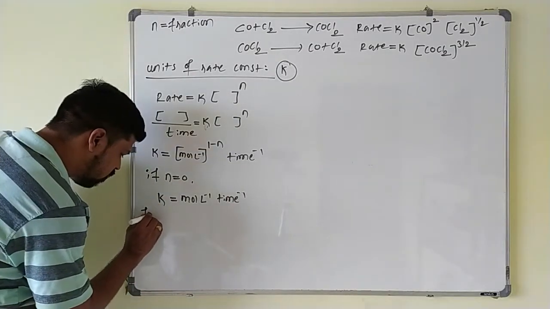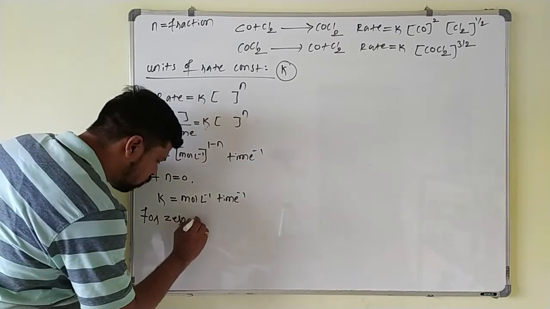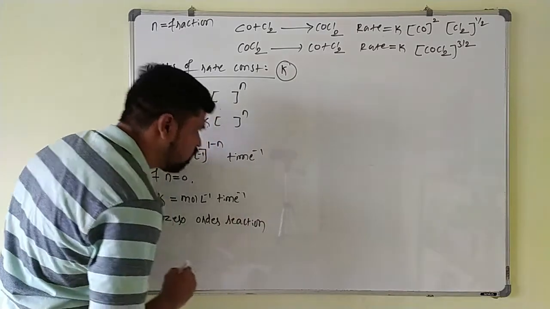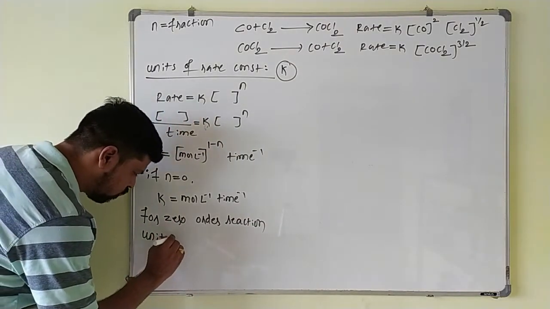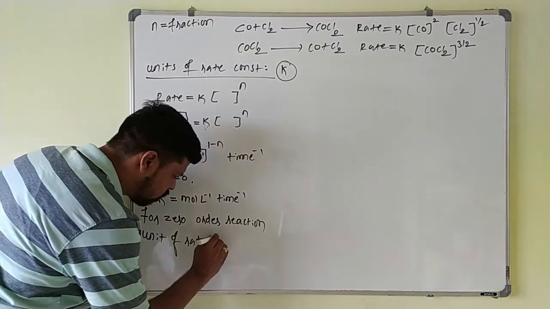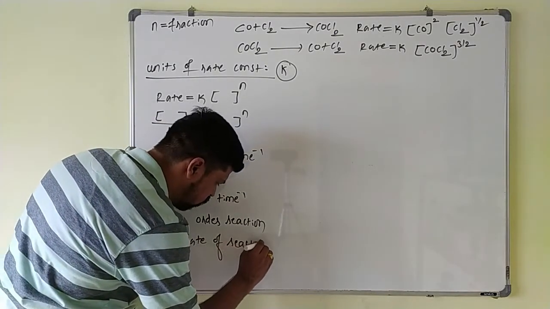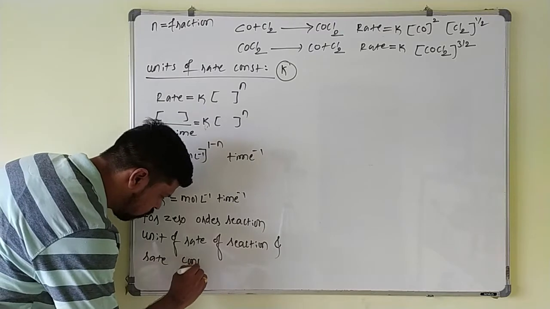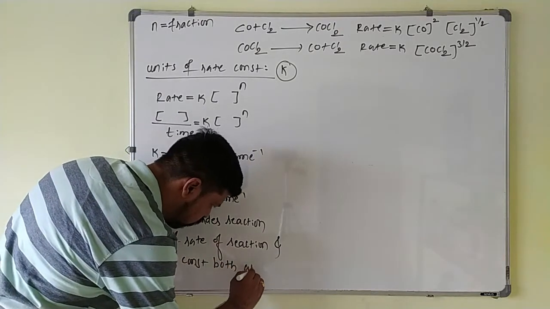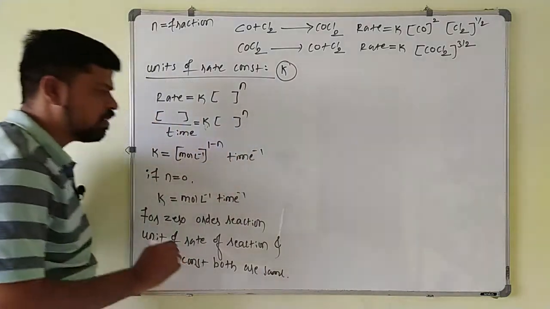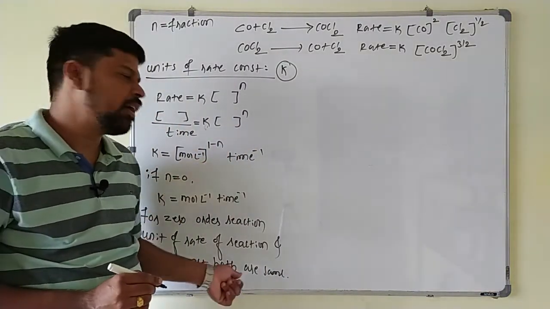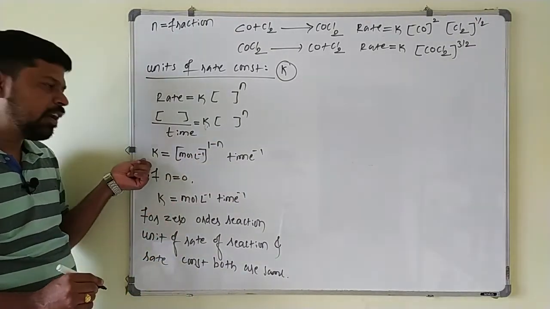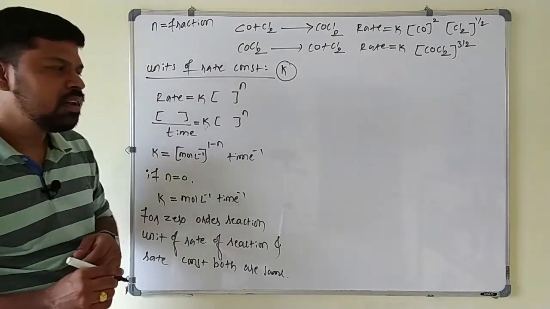For zero order reaction, the unit of rate of reaction and rate constant are both the same. Already we know that the unit of rate of the reaction is concentration by time, nothing but mole per liter per time. So for zero order reaction, the unit of rate constant again becomes mole per liter per time.